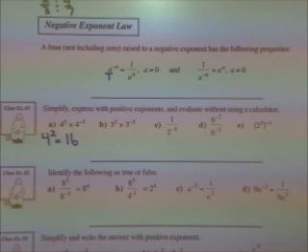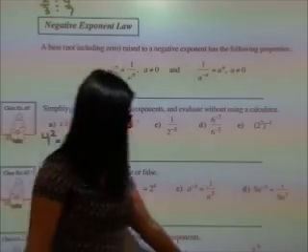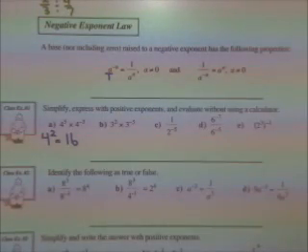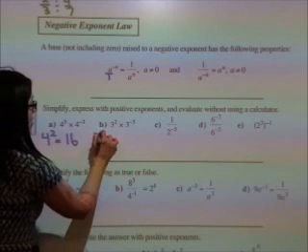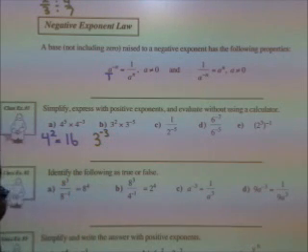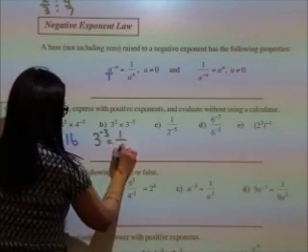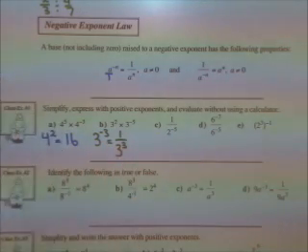If we take a look at B, I've got 3 squared times 3 to the power of negative 5. I'm multiplying, means I add the exponents. If I add the exponents, what do I get? So I get 3 to the power of negative 3. How do I write this as a positive exponent? 1 over 3 cubed. And what is 3 to the power of 3? 27.